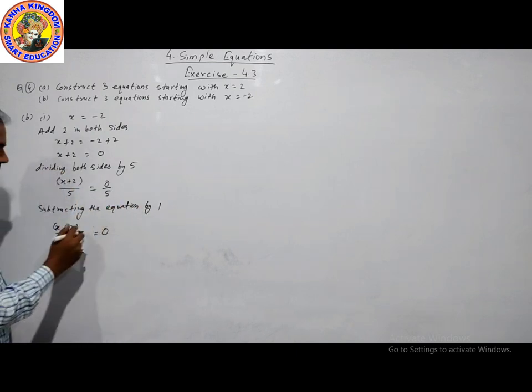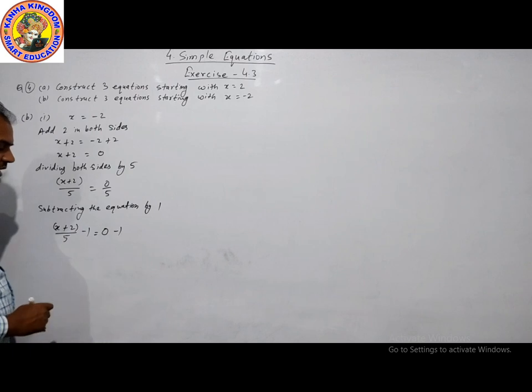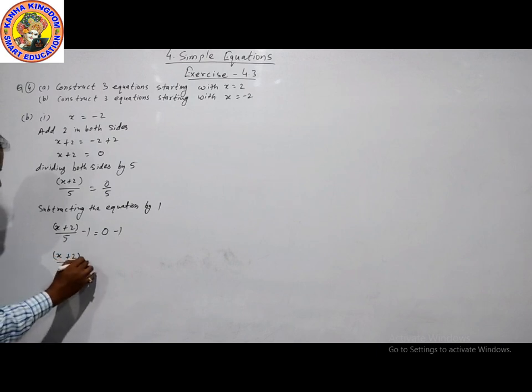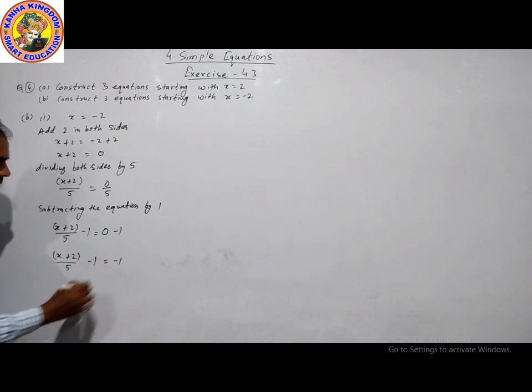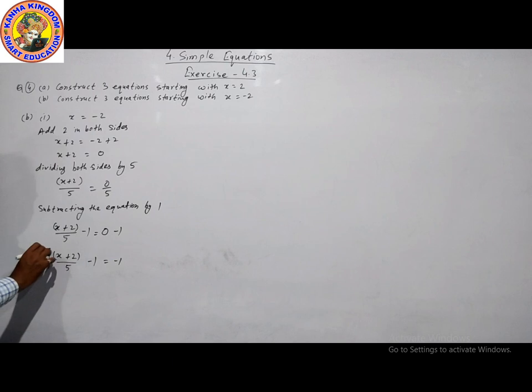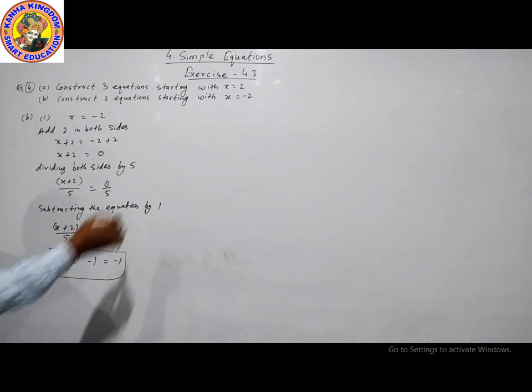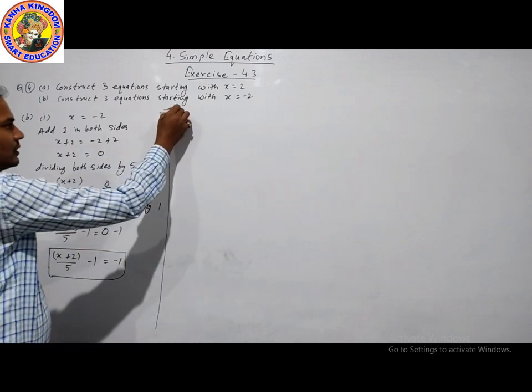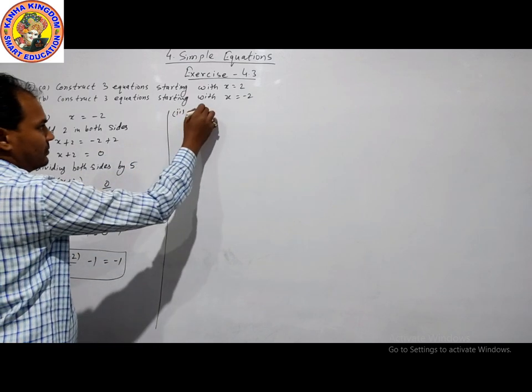Subtracting equation by 1. In both sides, we will take minus 1. Then x plus 2 upon 5 minus 1 is equal to minus 1. This is our equation. Now I am making the second equation.